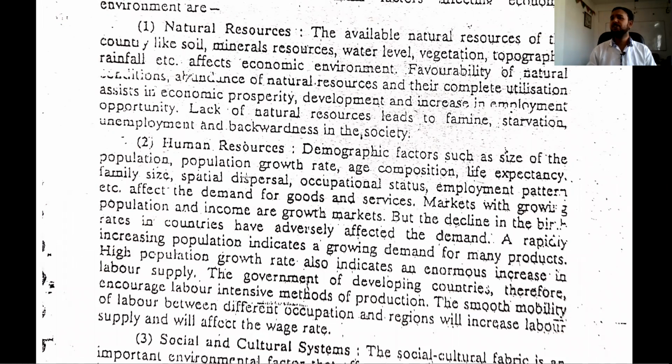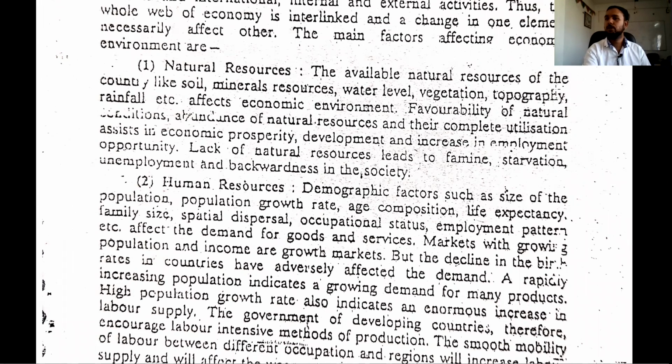The first one is natural resources. A company or a firm needs to produce something to sell in the market, but for that they need to have proper resources. So if there is a lack of resources, if the company does not have enough resources, it will not produce enough product for the market, and it will not be able to sell in the market. So the availability of resources is also a very important thing, and it also affects the company.